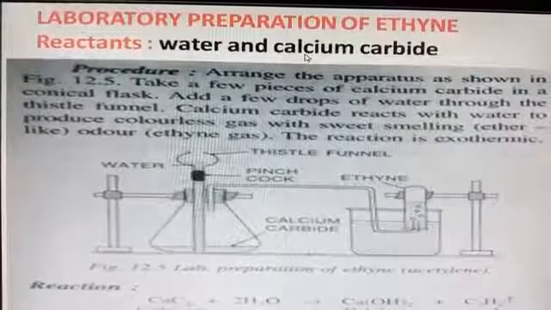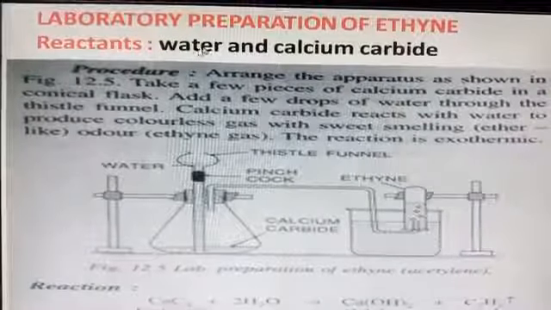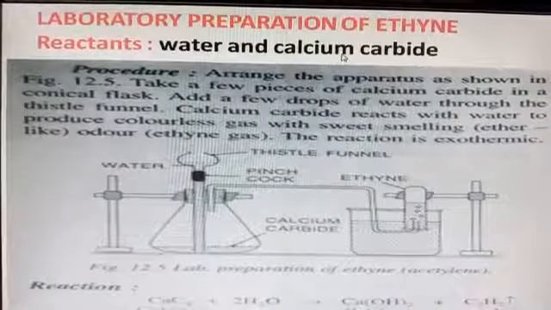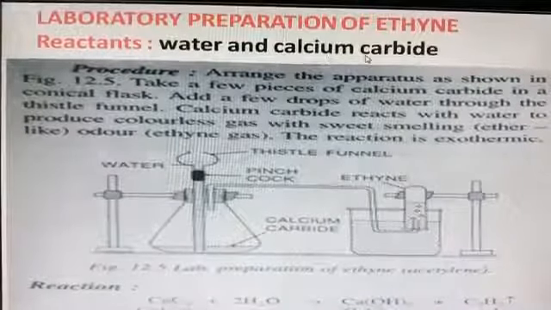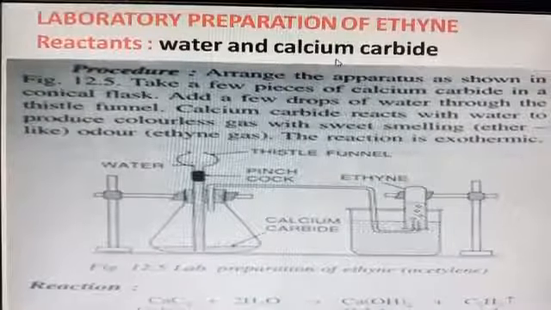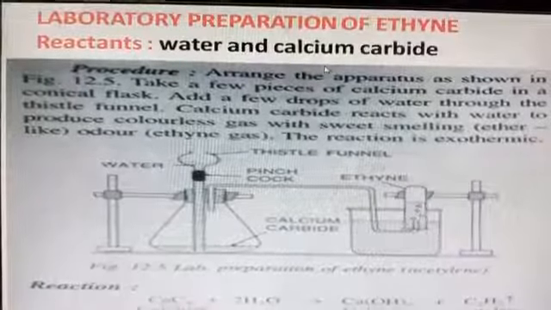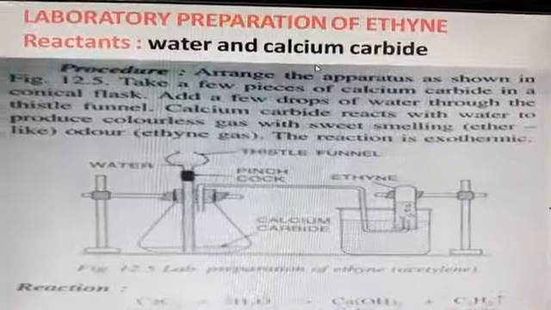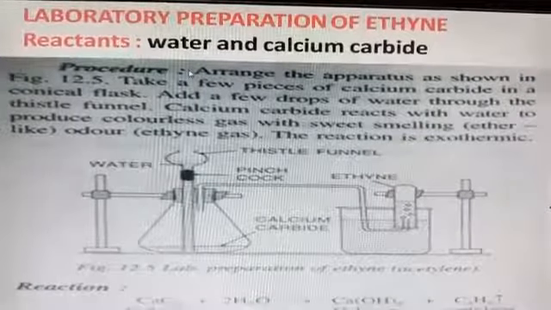What is the molecular formula for water? H2O. And what is the molecular formula for calcium carbide? Ca, and for calcium carbide, C2. CaC2. The calcium carbide molecular formula is CaC2. Now let's see what the procedure is for making this ethine in the lab.